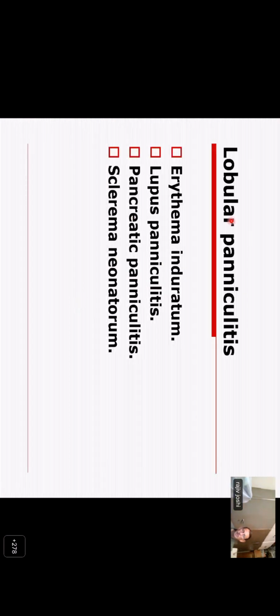You get granulomas here. You can have a differential diagnosis of erythema induratum, which very often is associated with TB. Lupus panniculitis. A close differential of lupus panniculitis would be subcutaneous panniculitis-like T-cell lymphoma. Pancreatic panniculitis, which is enzymatic. And sclerema neonatorum, which is a very highly specific disease of neonates. Then you have fibrosing dermatitis.